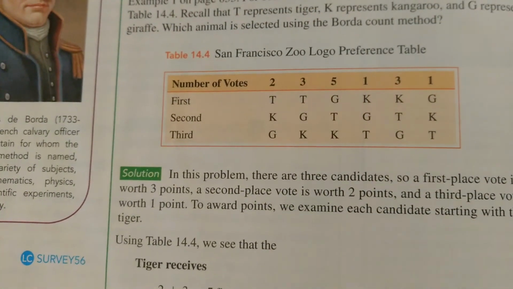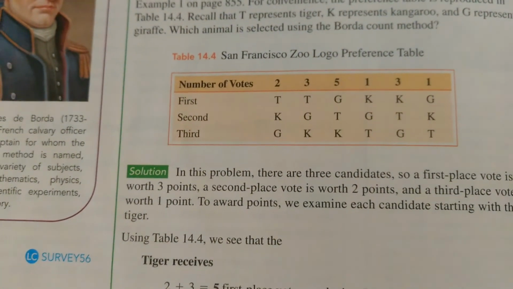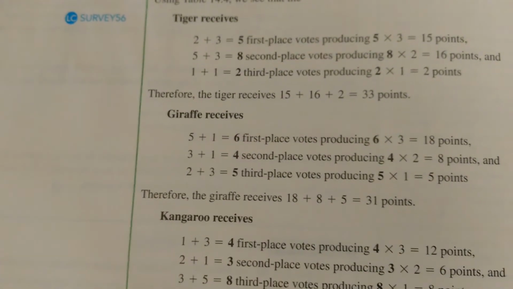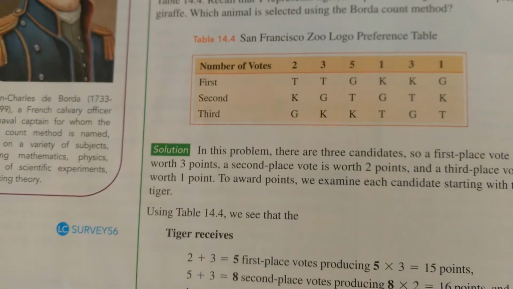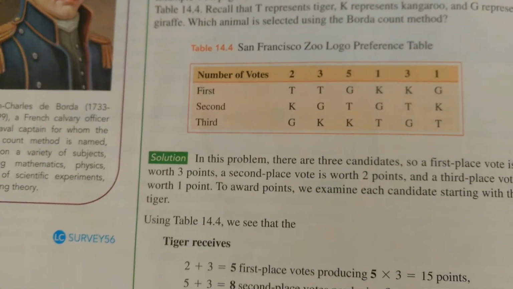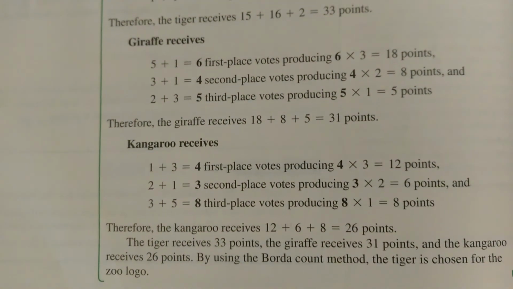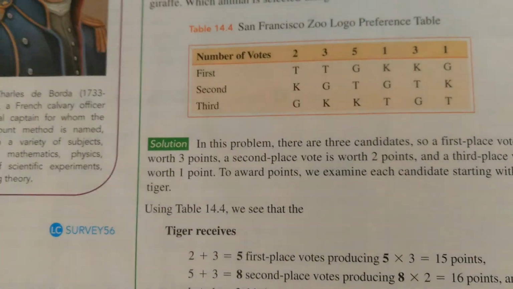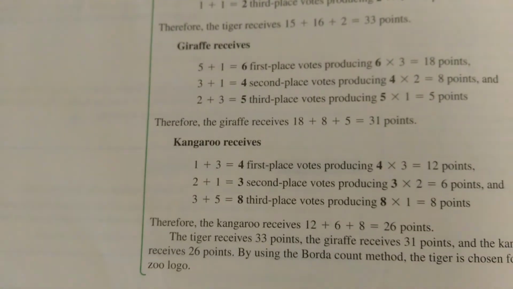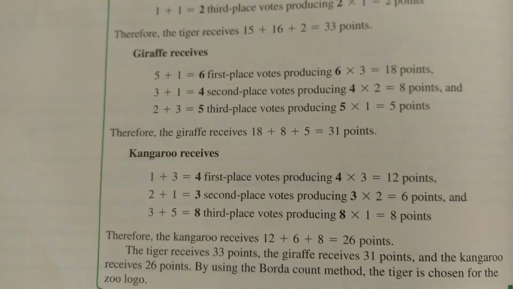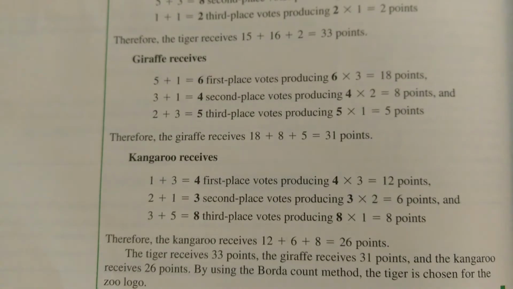If we go to the giraffe, notice the giraffe had 6 first place votes. So if we go 6 times 3, we get 18. The giraffe had 3 and 1, which is 4 second place votes. So 4 times 2, we get 8. The giraffe had 5 third place votes. So 5 times 1 gives 5. We add those together, we get 31 points.